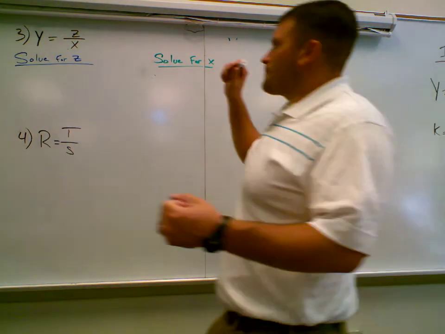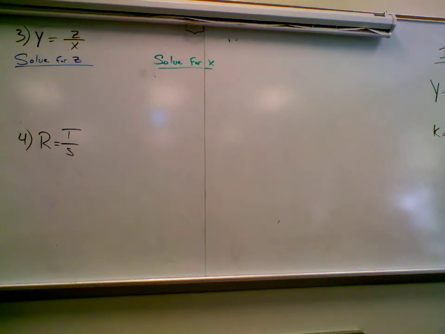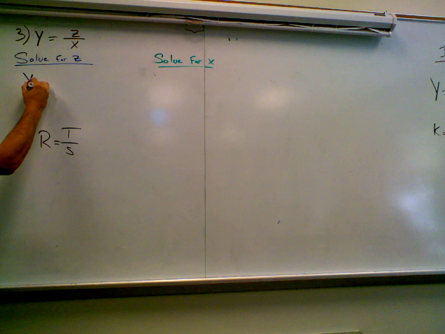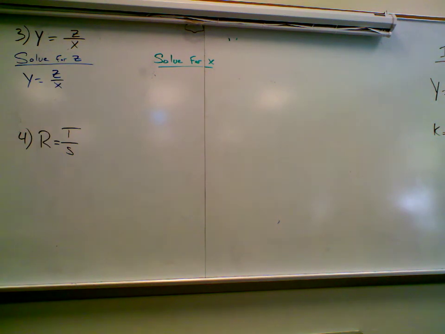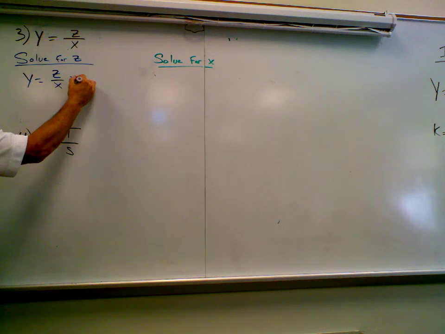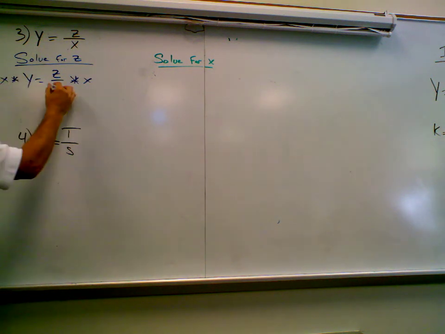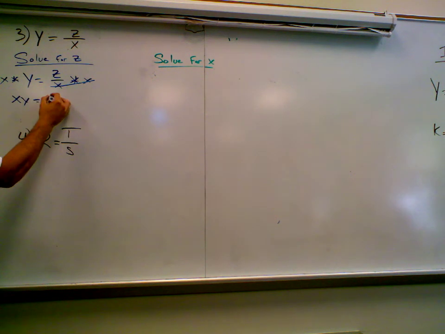All right, so let's solve for z. Jordan, what do I have to do first to solve for z? What do you think? Times by x. Why did I multiply by x? Good, to cancel out the x. You've got x on the bottom, so you've got to get x off the bottom. Cancel. xy equals z.